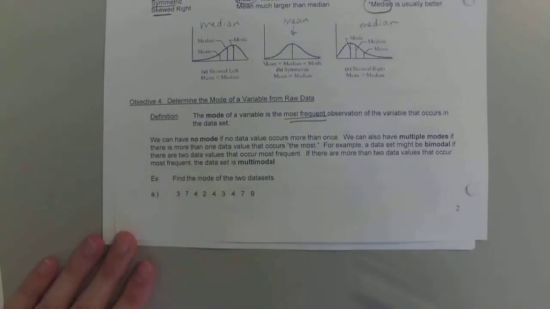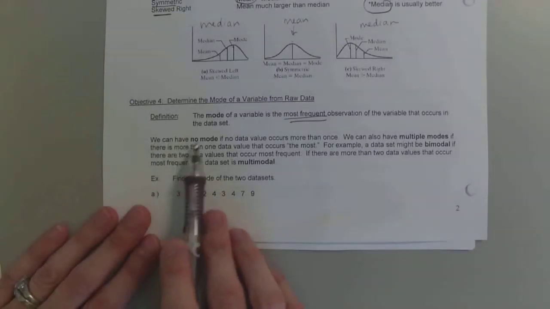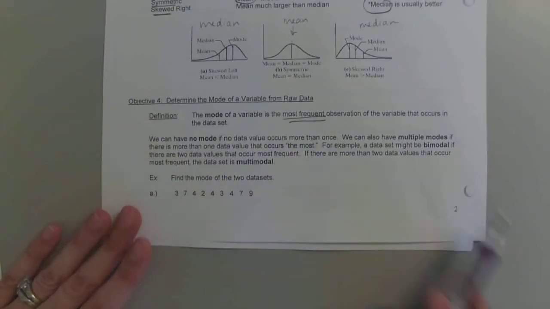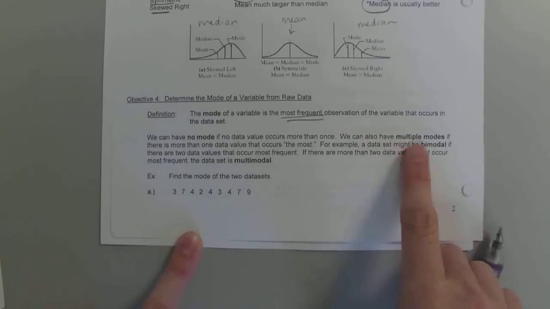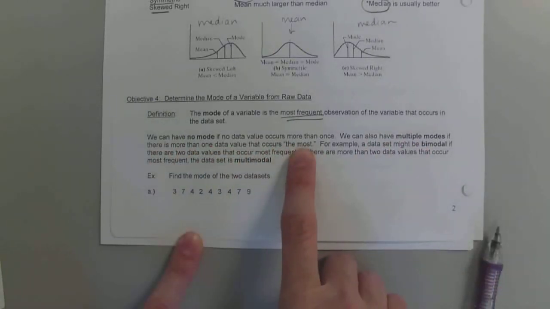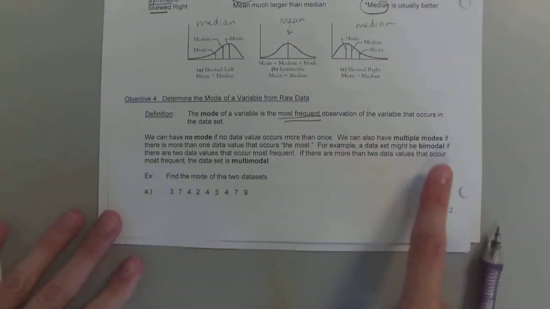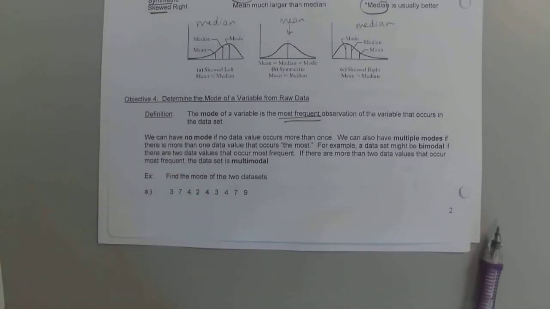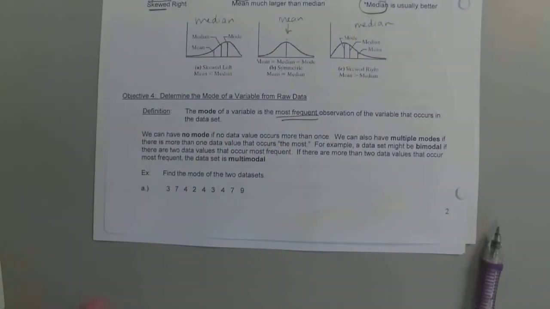But notice here, I think this is kind of a catch-22. And those that follow me, you'll see what I'm talking about. Those that don't, it's not a big deal. It says, we can have no mode if no data values occur more than once. So if every single value is unique and does not occur again, there's no mode. We can also have multiple modes if there's more than one data value that occurs the most. For example, a data set might have 2 numbers that occur the same amount, so that would be called bimodal. If there's 3 numbers, it's called trimodal. If there's more, it's called multimodal.